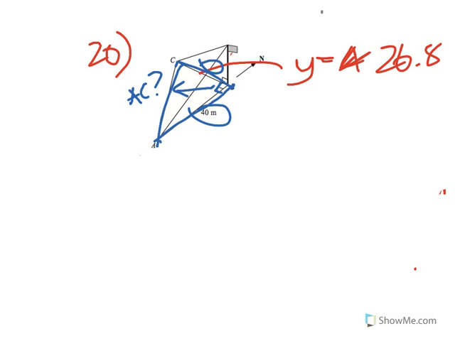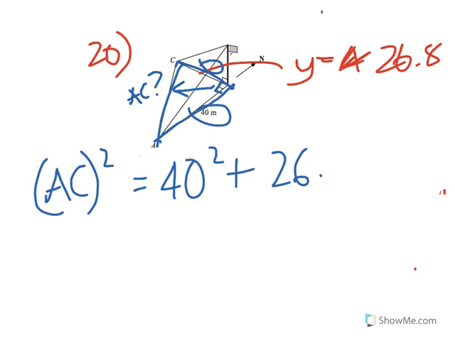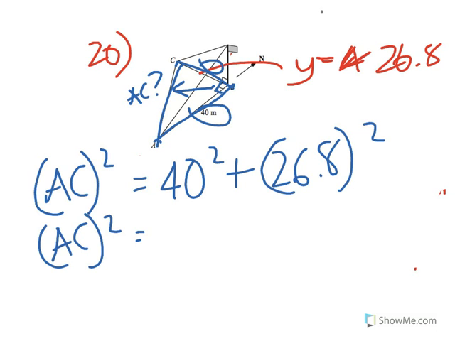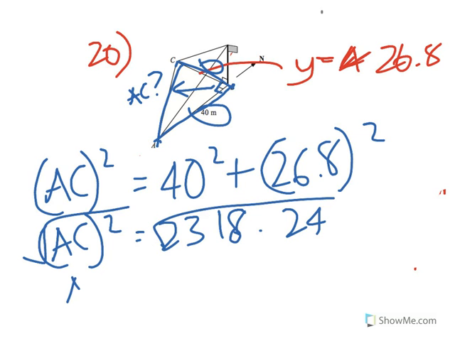I hope you remember your Pythagoras theorem, which is AC squared is equal to the square of the other two sides added together. So 40 squared plus 26.8 squared. So AC squared is equal to 2318.24, right? Now square root both sides. You're going to get AC is equal to the square root of 2318.24, which is equal to 48.1 meters, and this is corrected to 3 significant figures.